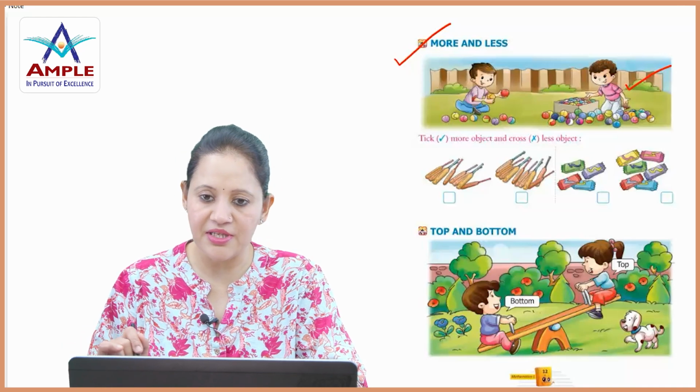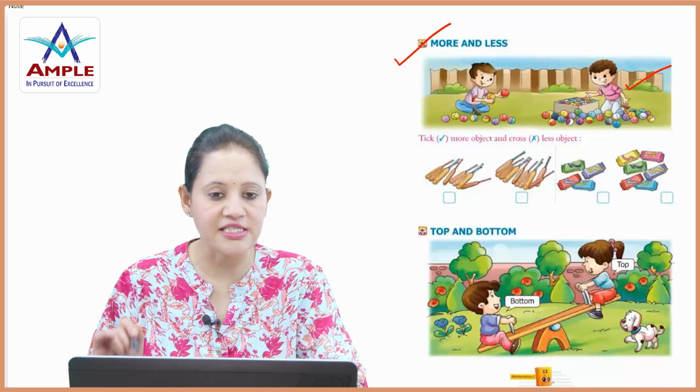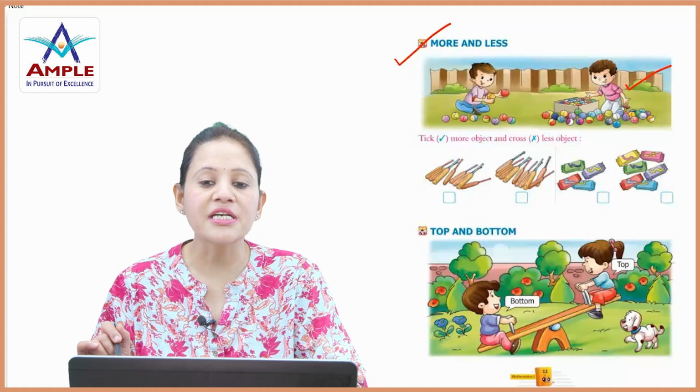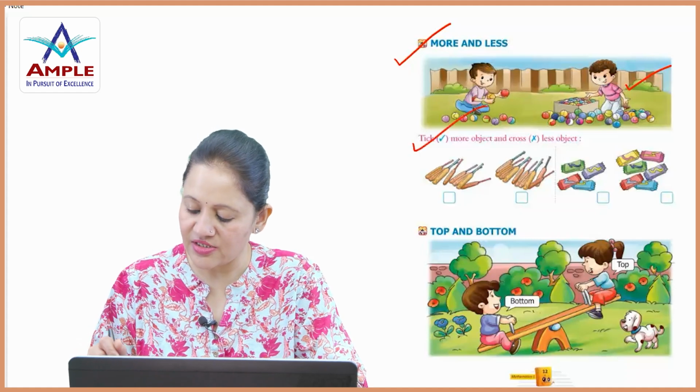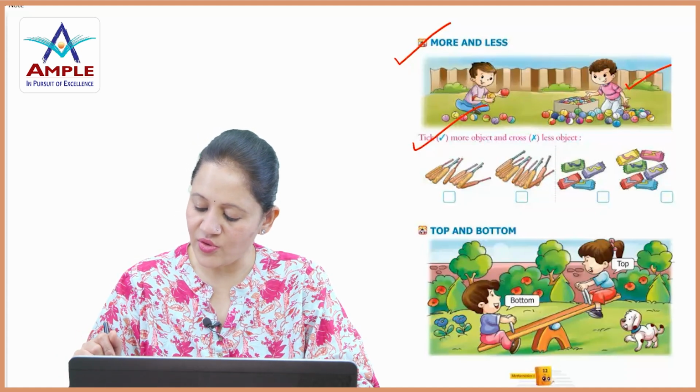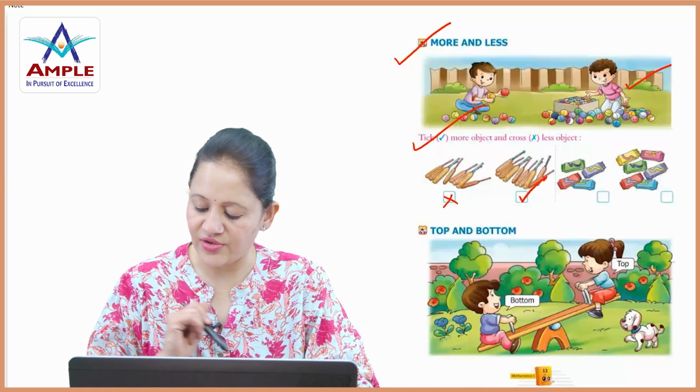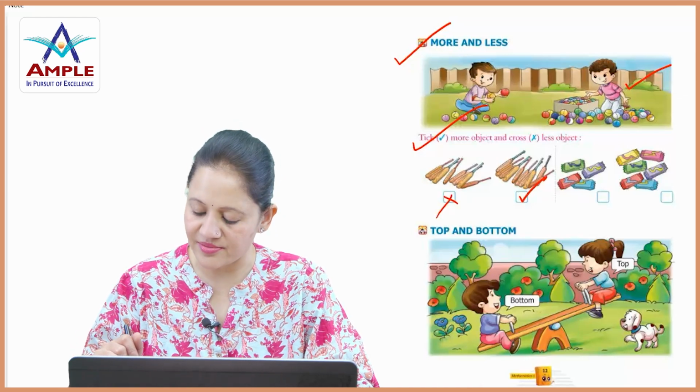If we compare between these two, this is more and this is less. Take the more object and cross the less object. So, this is more and this is less. So, we will cross it. Clear? Next, top and bottom.